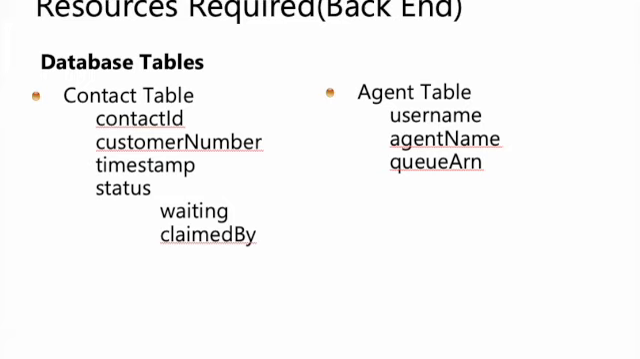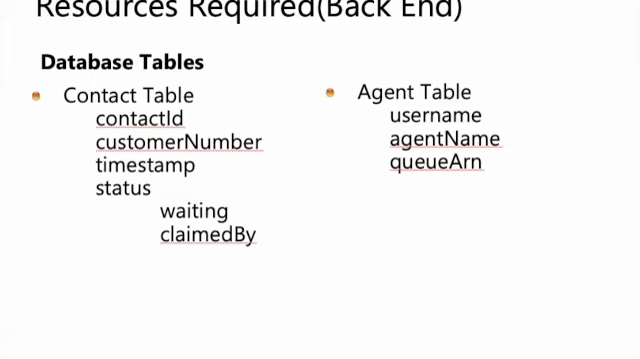You're going to need a contact table. That's when the incoming call comes in. You're going to store the contact ID, the customer number, give it a timestamp, and initially set the status as waiting. Later, we'll change it to claimed by. And then there's an agent table that has the usernames, the agent's first name, and the ARN that we're going to transfer that claimed contact to.